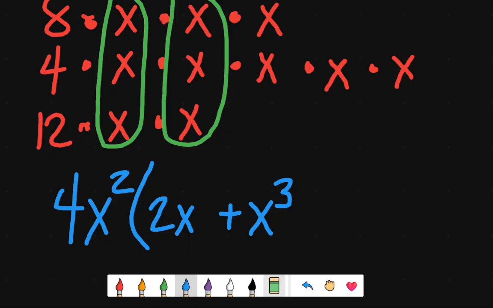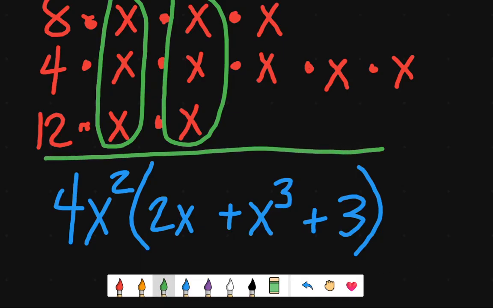And what do we have to multiply 4x to the 2nd power by to get 12x to the 2nd power? It would just be plus 3, right? Because we already factored out x squared, so we don't put an x squared behind the 3. That would make it 12x to the 4th if we did that. So this is the answer.